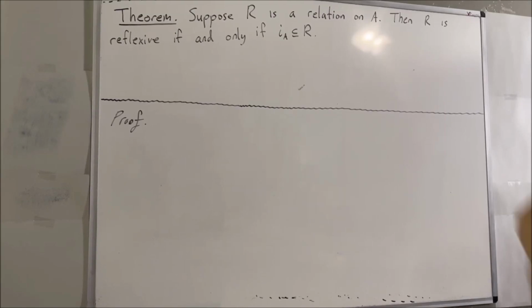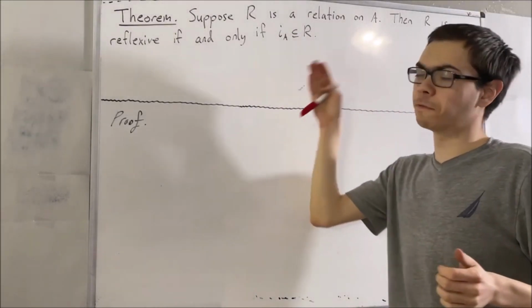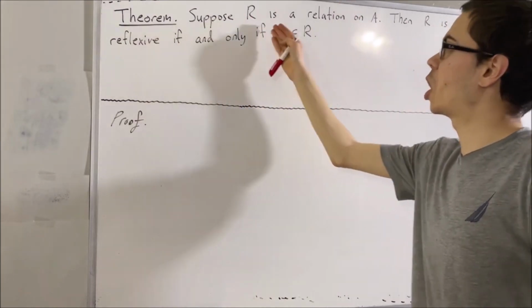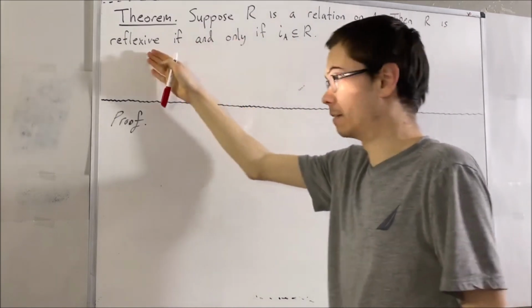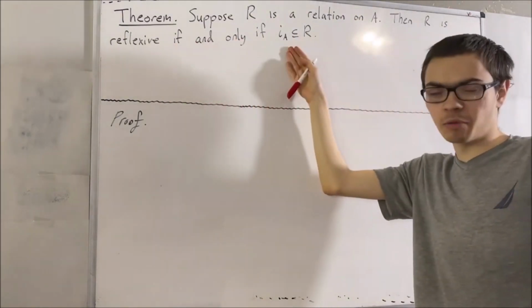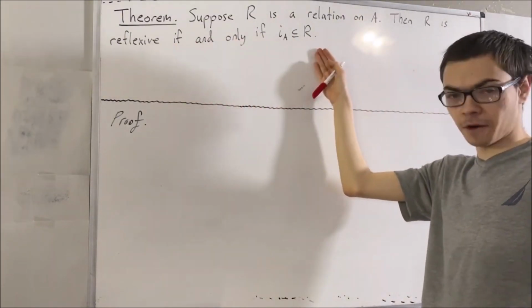Hello! In this video, we are going to prove the following theorem. Suppose R is a relation on A. Then, R is reflexive if and only if the identity relation on A is a subset of R.